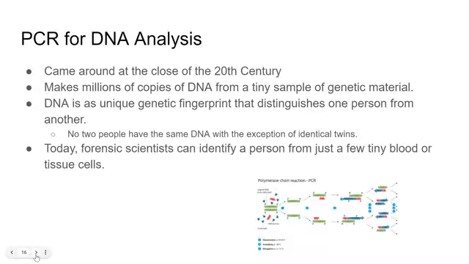When the PCR was developed in the 1980s, we started using it for DNA analysis. We know that the PCR can make millions or billions of copies of DNA from a tiny sample of genetic material using markers. DNA is a unique genetic fingerprint that distinguishes one person from another. Remember that no 2 people have the same DNA except for identical twins. Today, forensic scientists can identify a person from just a few tiny blood drops or tissue cells.